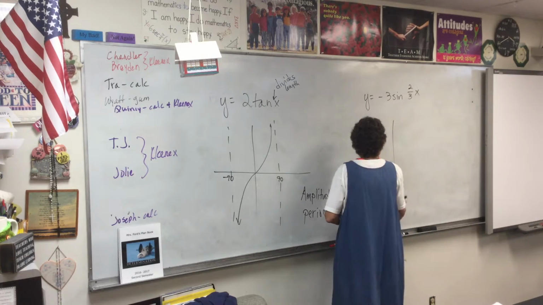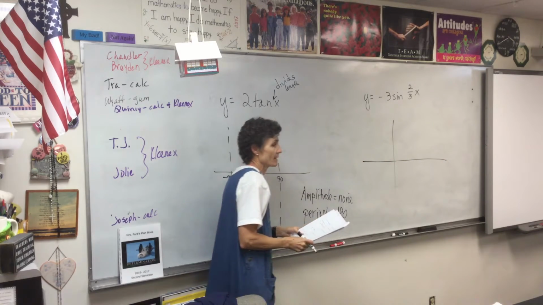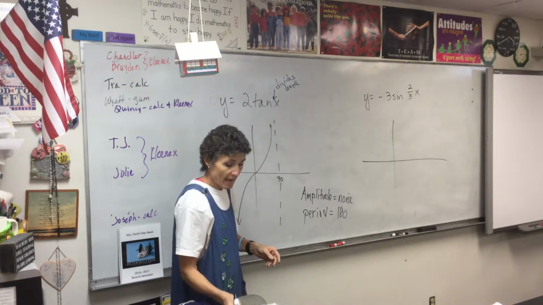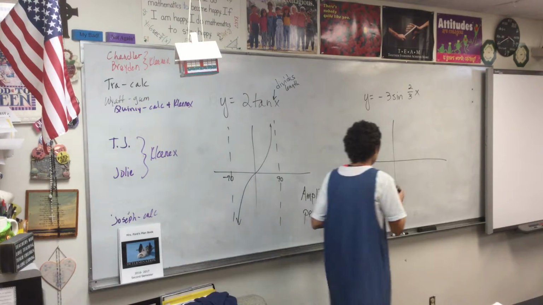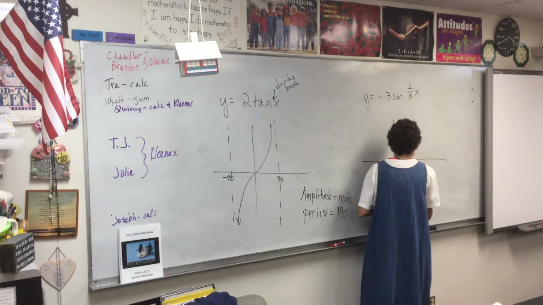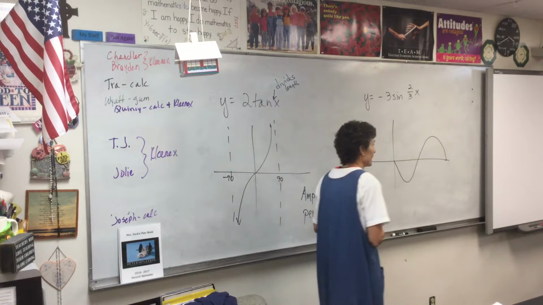All right, so here we go. Everybody remembers where, oh wait, this is negative. This is a negative sine curve. So what does that change if it's a negative sine curve? Flips it upside down. So a normal one would have the hill and then the valley, but this guy's going to have the valley first.